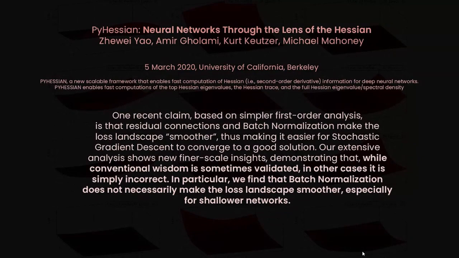All right. Now, I was telling you that these comparisons are complicated, and a great example is a recent paper called "PyHessian: Neural Networks Through the Lens of the Hessian" by Zhewei Yao, Amir Gholami, Kurt Keutzer, and Michael Mahoney. Look what they say at the bottom of this paragraph: in particular, we find that batch normalization does not necessarily make the loss landscape smoother, especially for shallower networks. Why is this interesting? Because a lot of people think that batch normalization may make the loss landscape smoother. But what these researchers are finding is the same thing that I have found in a lot of these studies: the impact on the loss landscape of many of these parameters depends on the kind of network that you are using. So the depth of the network and different properties of the network will many times impact the effect that different parameters have on the landscape, which makes it all quite challenging.